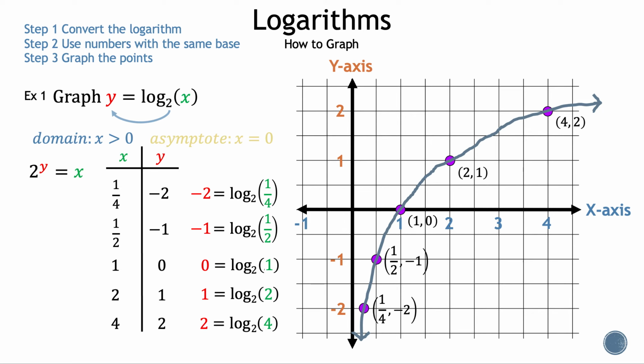And to show that on the graph, we draw a dotted line at x is equal to 0, and that dotted line represents the asymptote. And our range or our y values is negative infinity to positive infinity, because the graph never stops going down and never stops going up. And that is how you graph y is equal to log of x to base 2.